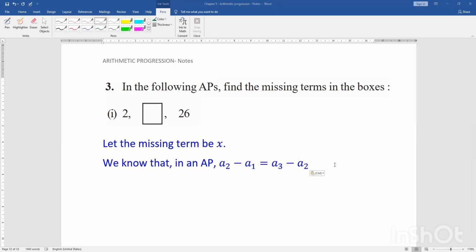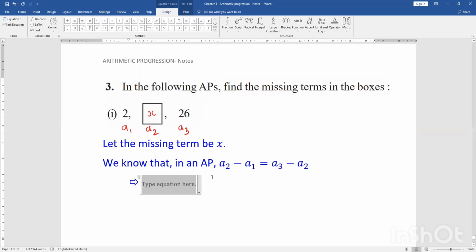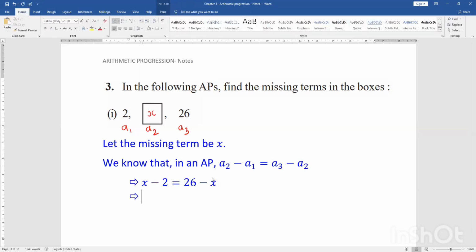Okay. In the next step, so now A2 minus A1. So let us write this, what and all given here. A1, A2, A3. Now box, you take it as X. Okay. So now that is X minus 2. X minus 2 equals 26 minus X. Okay. Then I move minus X to the LHS.